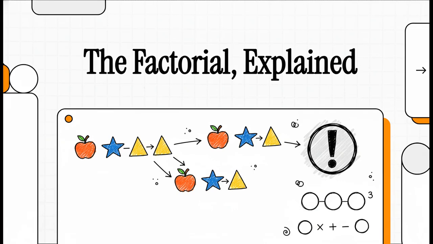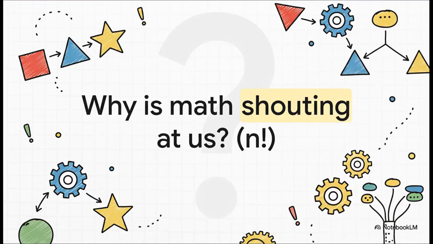Have you ever been in math class and seen a number that looks like it's shouting at you? You know, a number followed by an exclamation point? Well, that's called a factorial. And in this explainer, we're going to dive in and figure out what it's all about. So seriously, why is math so excited all the time?